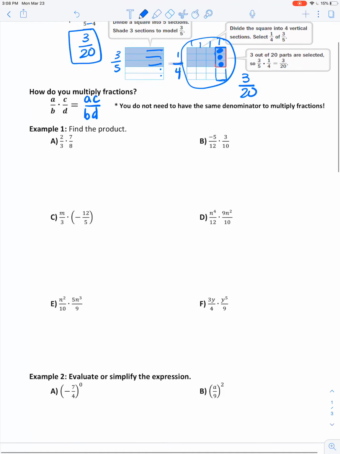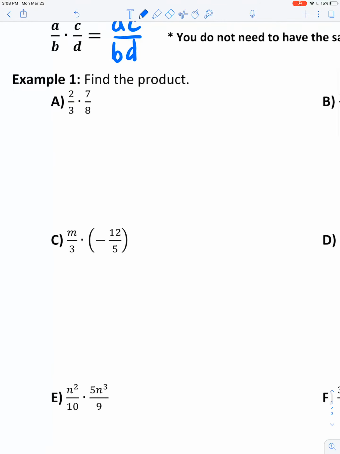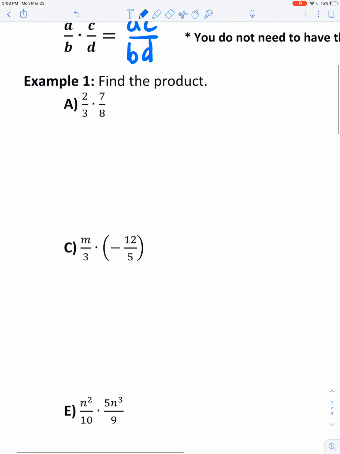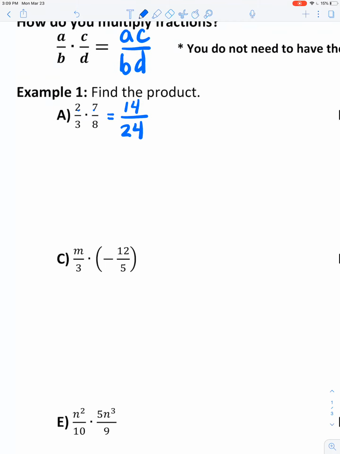Okay, let's actually put this into practice because I think that'll make it easier for us. If we look at example 1, if we multiply across, we just take 2 times 7, which is 14, and 3 times 8 is 24. And that's it. You do need to simplify if possible.